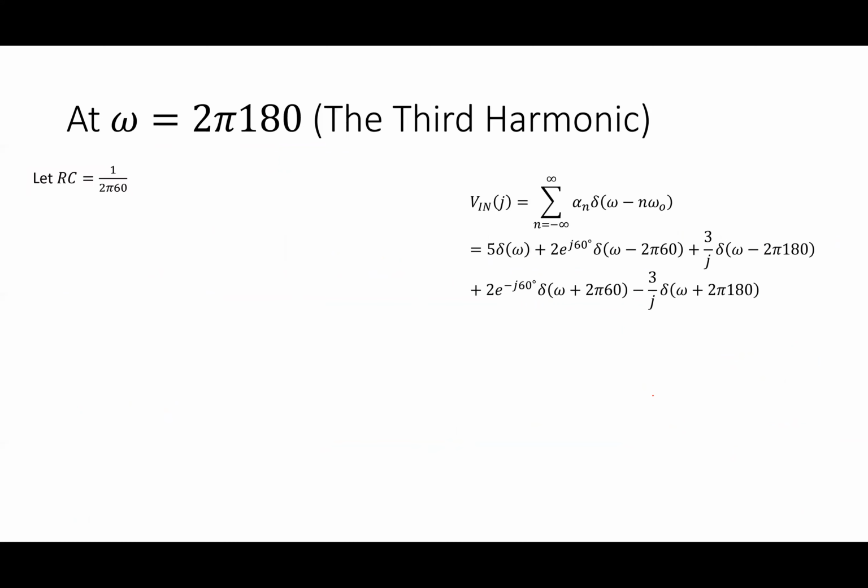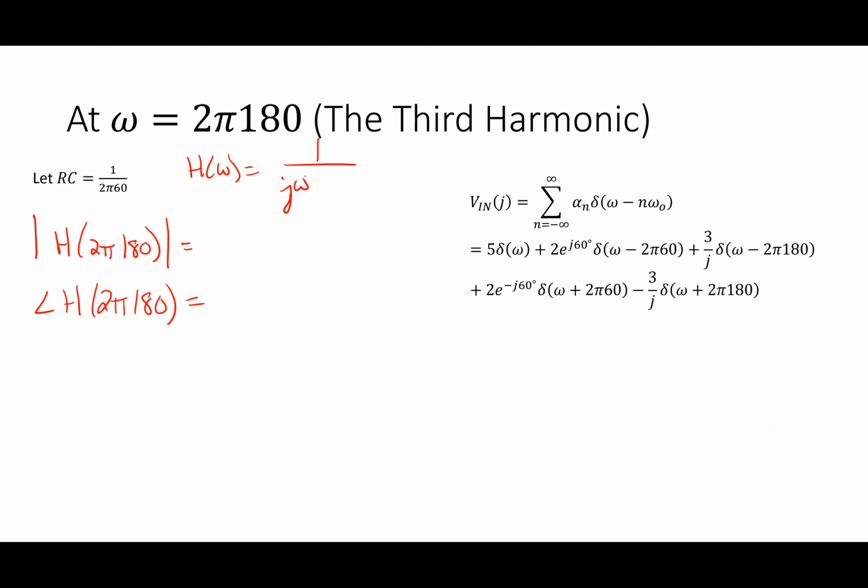All right, so what do I do at 2 pi 180? Well, I do the exact same process. So the magnitude of H of 2 pi 180, I've got to figure out what that is, and then the angle of H of 2 pi 180, remembering that H is this function 1 over j omega RC plus 1, and I'll plug in RC as 1 over 2 pi 60.